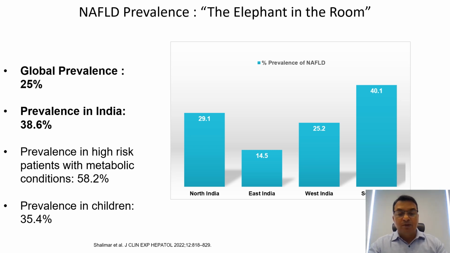So, how big is this problem? Globally, 1 out of 4 in the general population suffer from non-alcoholic fatty liver disease. But if we go by the recently published meta-analysis and systematic review conducted from India, it showed a prevalence of almost 38 to 40% of the general population. What is more important, 35% of children in India are also suffering from non-alcoholic fatty liver disease.